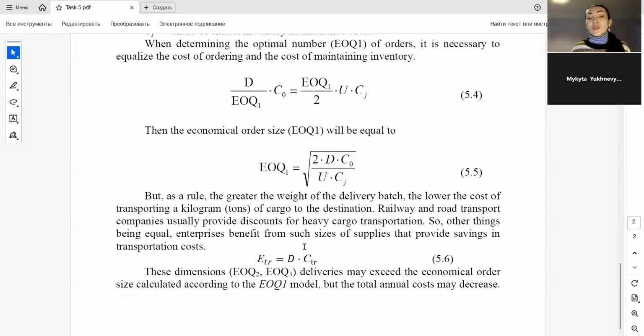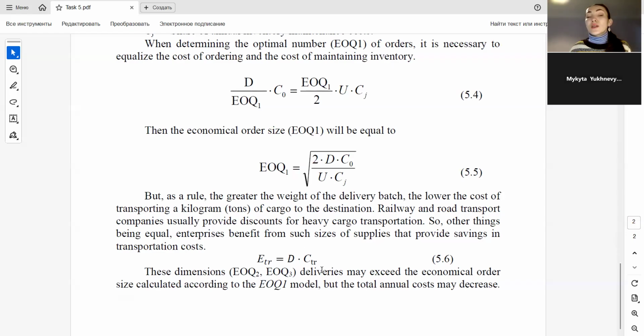So we could find this information about how much we need to pay for the transportation process and use this formula for three types of EOQ. Three types of how much we need to order products, and find what is better: our order in small part, in middle part, or in large part. So we need to find this information in this task.